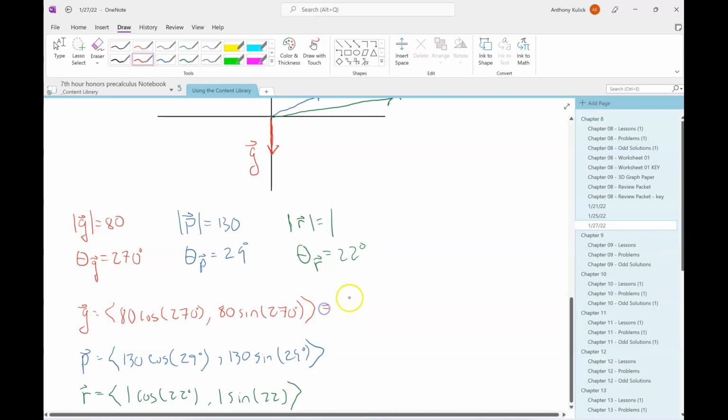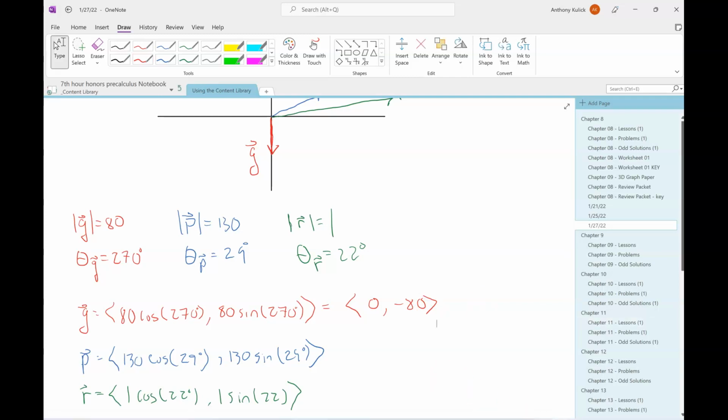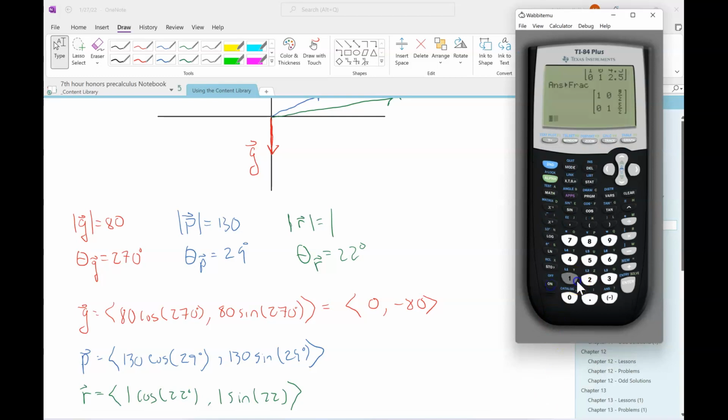Okay, so what do we got here? 0, negative 80. So I got to do this one. 130 cosine 29, and then 130 sine 29. So 113.70 and then 63.03. 113.70.